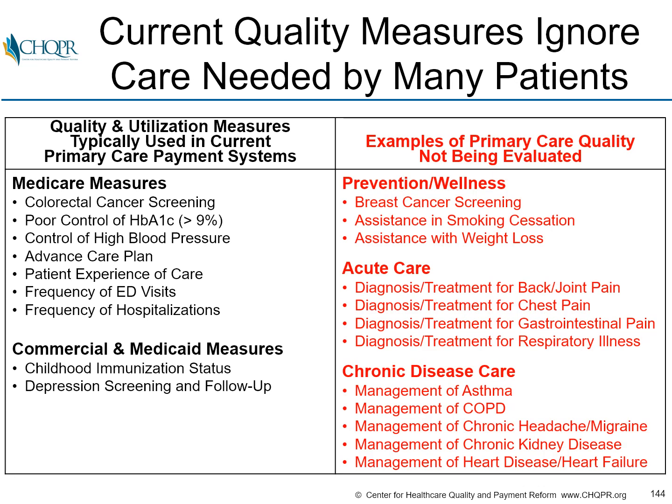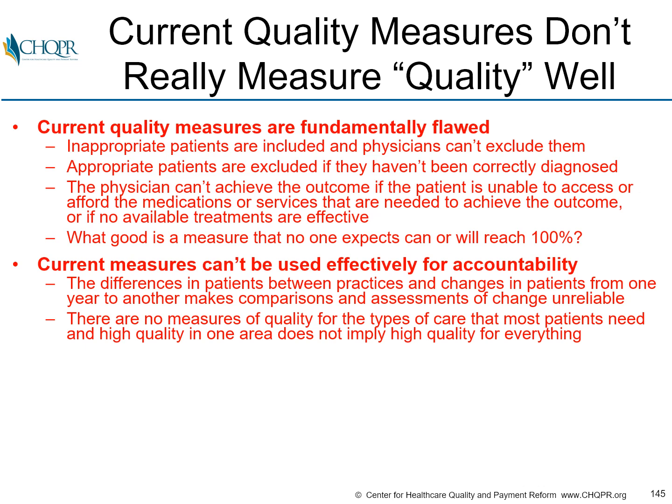However, these measures completely ignore many of the kinds of services that patients need and receive from primary care practices, particularly acute care services and care for a number of common and important chronic diseases. The solution to this is not to add more quality measures, because the measures that are being used today are fundamentally flawed. They use a one-size-fits-all definition of quality, ignoring the many situations where a patient should not or cannot receive the services required by the quality measures.